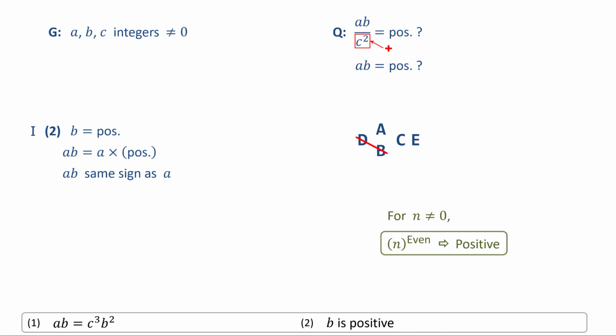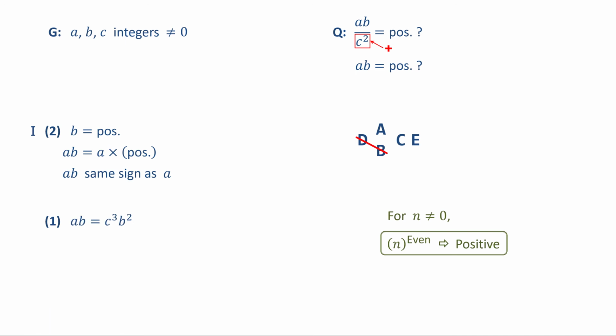Now let's tackle statement 1. This is an equation that we should copy onto our paper. The left side of the equation is just AB. That's convenient because the question is about the sign of AB. Let's examine the right side of the equation, c cubed b squared, for any indications about positive or negative.